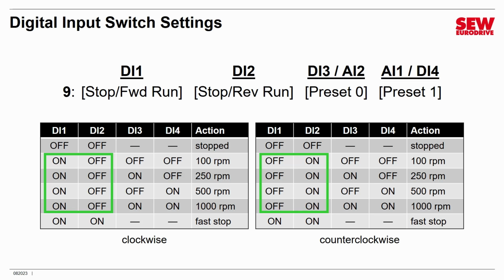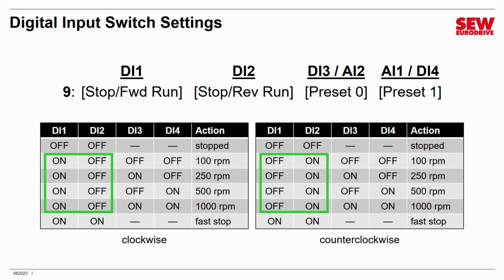When DI1 is on, you get clockwise rotation. When DI2 is on, you get counterclockwise rotation. When they're both off, the drive stops, and if they're both on, incidentally, you get a rapid stop. DI3 and DI4 form the 2-bit binary number that picks between the 4 presets. You can use these tables to test your drive out.